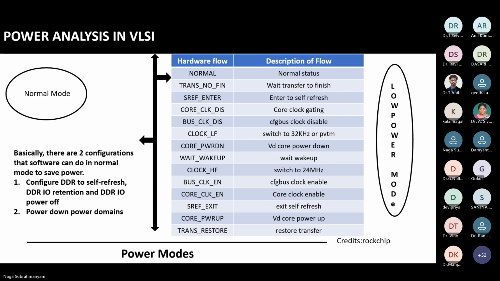Now we have seen the power management unit, right? So this SOC will have different modes of power. One is normal mode, another one is low power mode. As soon as the system starts working, it will work in the normal mode. As it keeps going, it will slowly go to the low power mode. So by invoking all these, these are the various state names in the low power mode.